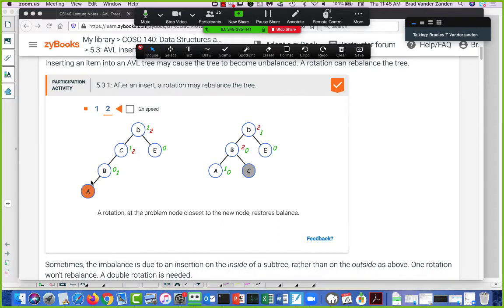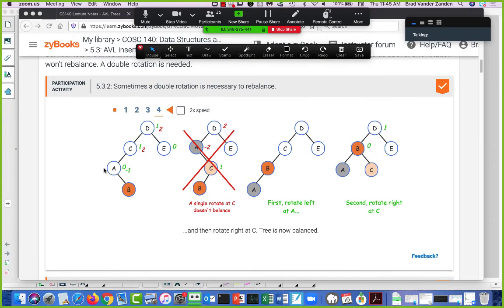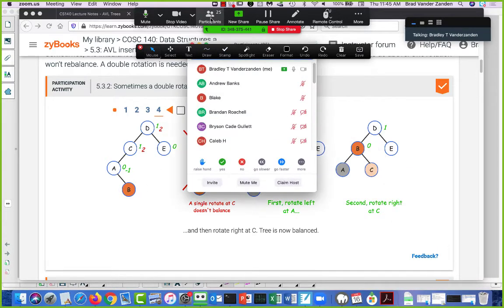If we have the zigzag case, we can rebalance with a single rotation about the child of the imbalanced node. If it is a zigzag, it's a double rotation about the grandchild of the imbalanced node, and both times the rotate is about the grandchild. Okay, questions thus far? Any questions about this?